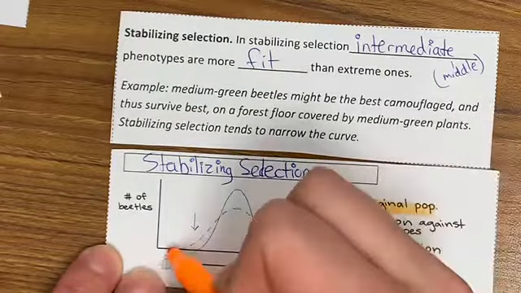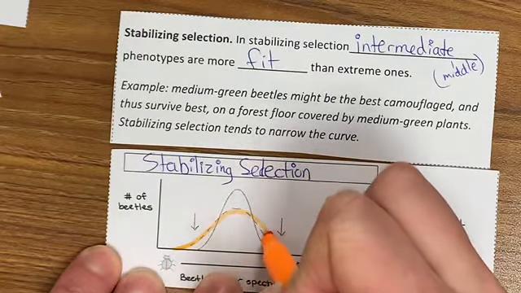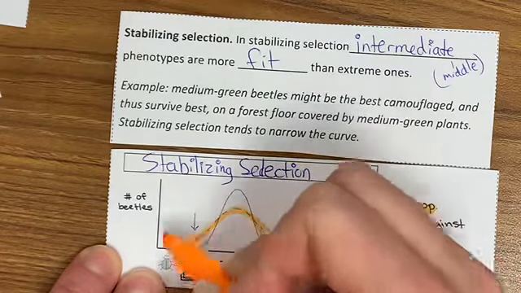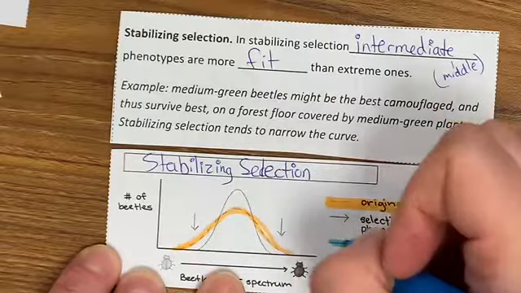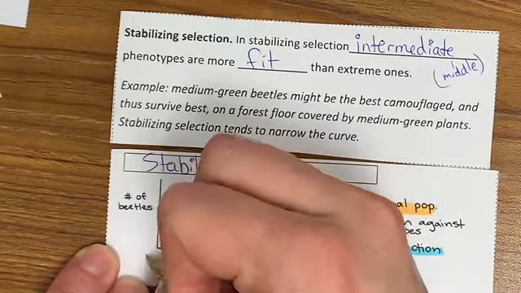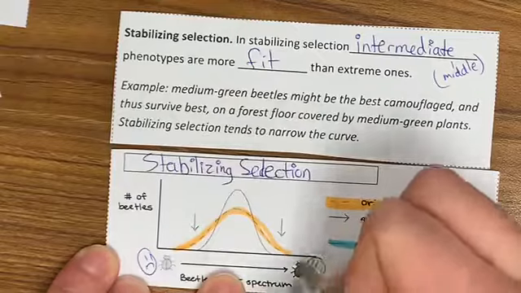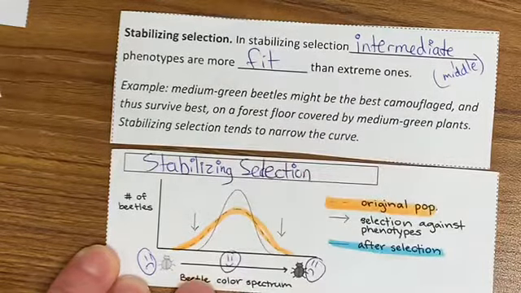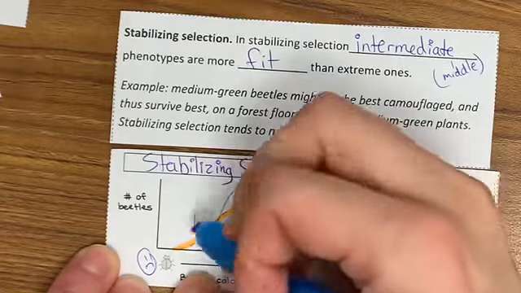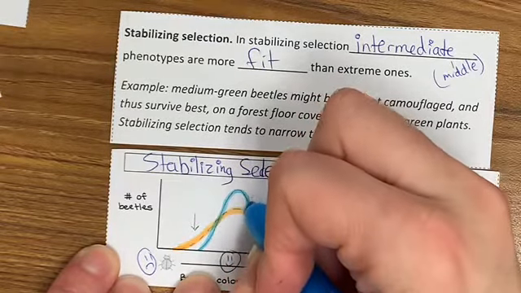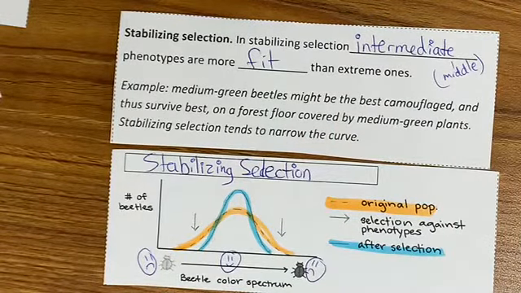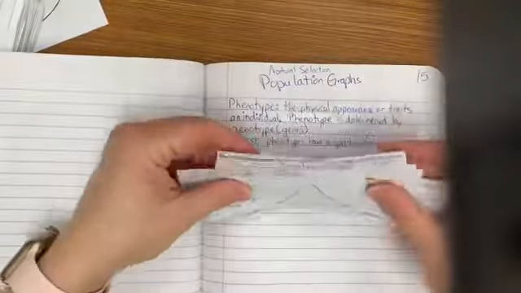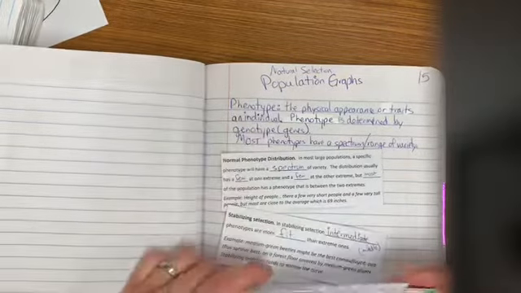Our original population had that normal curve shape to it, but because dark green and light green means your dinner, being on the extreme ends is not a good thing. Being right in the middle is a great thing. More of them survive, passing on that trait. Stabilizing selection: even more of the population is at the center, and even fewer are at the extremes. Glue them with their pairs, so make sure you match each graph with its pair.